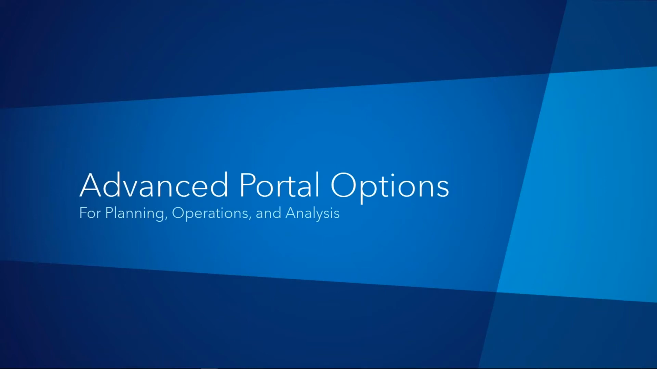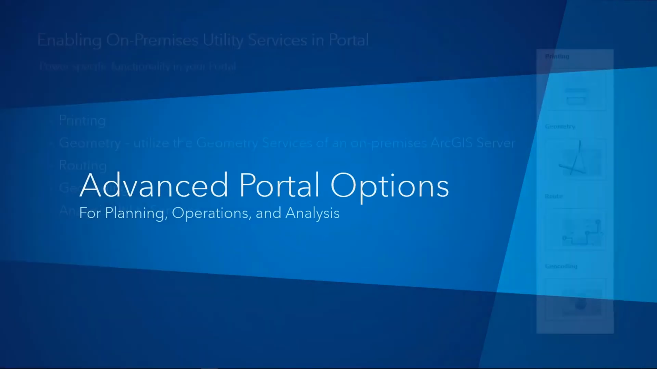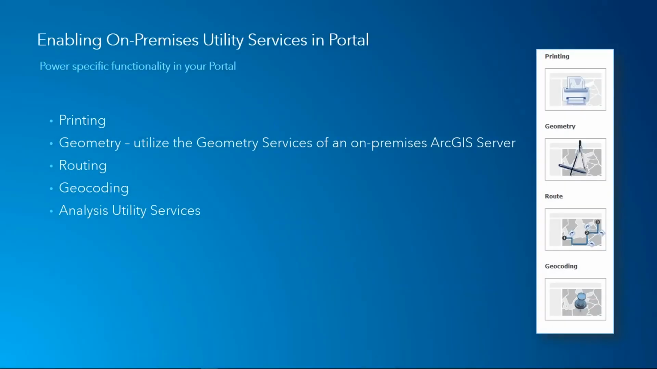All right, so let's talk about some of the advanced portal configure operations options that you might have as well. So I've already briefly talked about some of these on-premises utility services. Print services, obviously very useful, especially if you need to disseminate any sort of paper products or anything else along those lines. Geometry services, pretty self-explanatory. If you're feeling up to it, a lot of those analysis utility services, hydrology, elevation, network, all those, you can enable those as well.